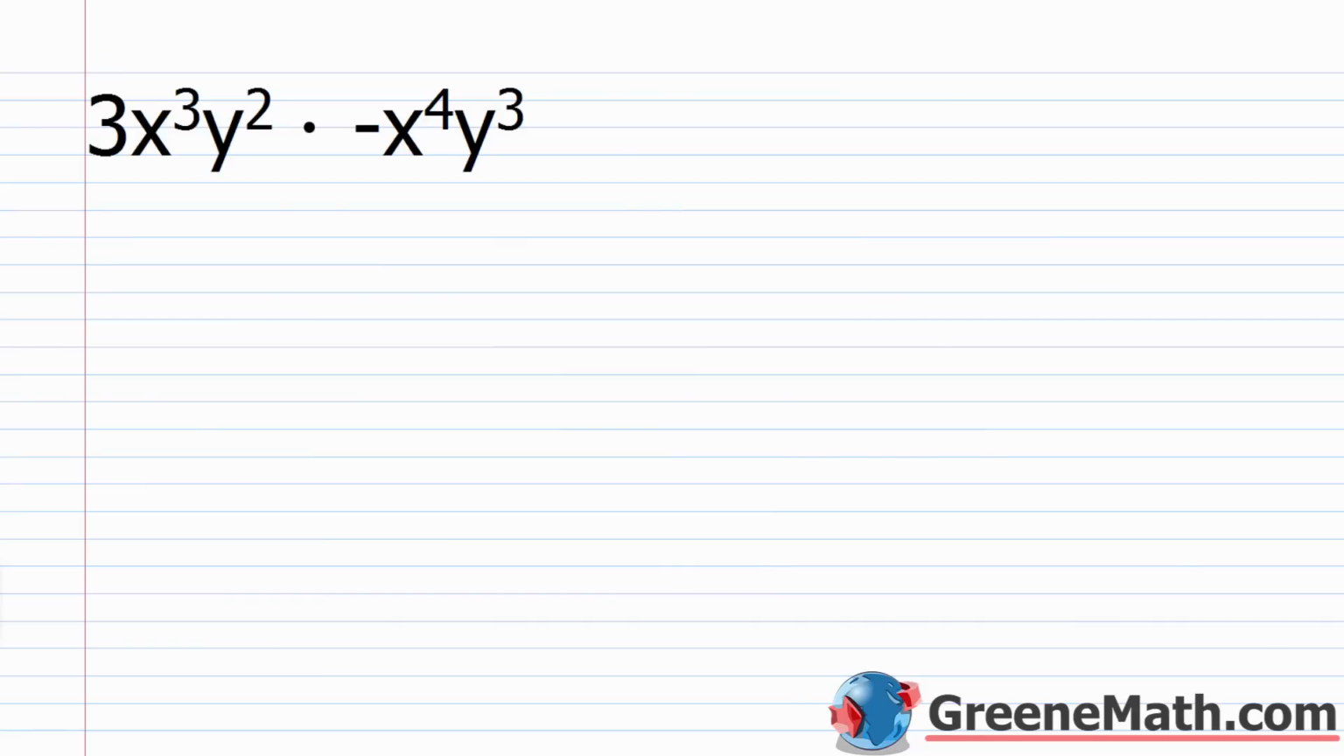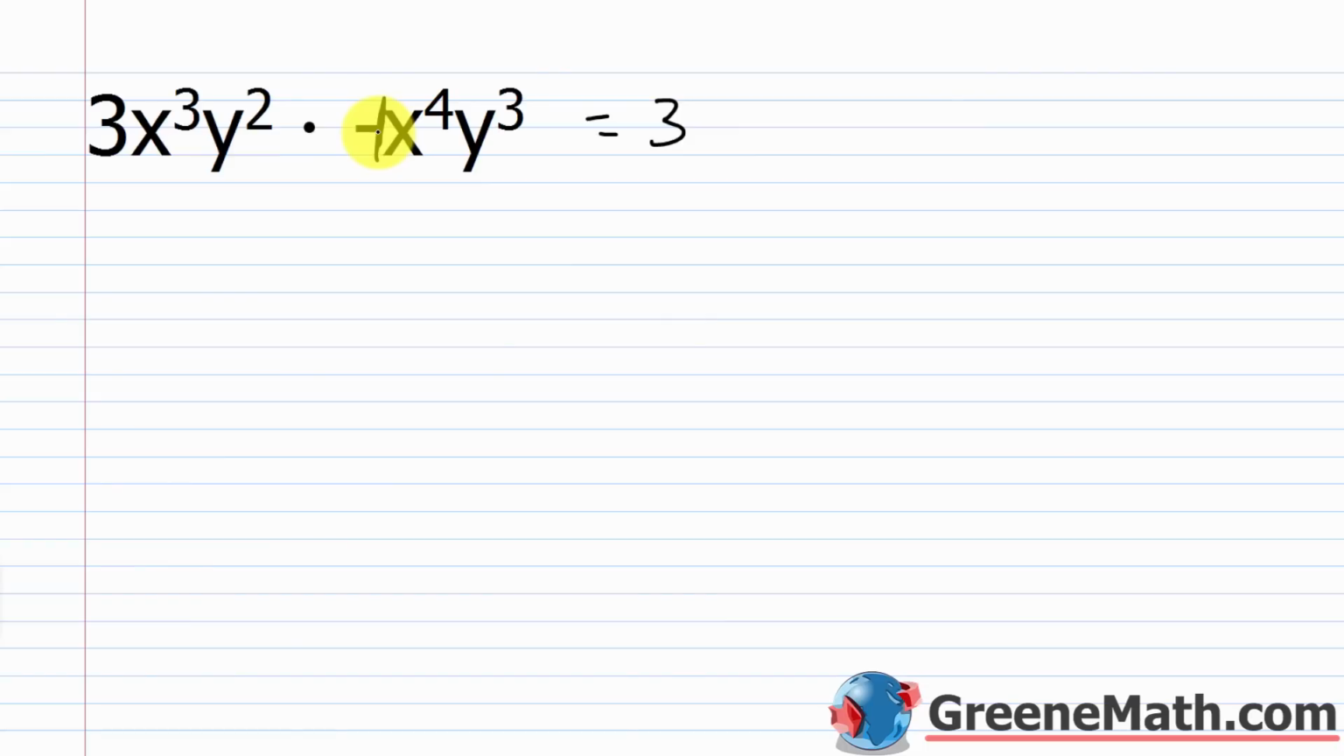All right, what about 3x cubed y squared times negative x to the 4th y cubed? All right, so to simplify here, I have a 3 that's out in front. Nothing to really do with that. I have an x cubed, and then I have a negative out in front of an x to the 4th power. Again, this negative right here is not part of this deal. You think of this as just negative 1 hanging out in front of x to the 4th power. That's what I'm going to write, a big negative 1 there.